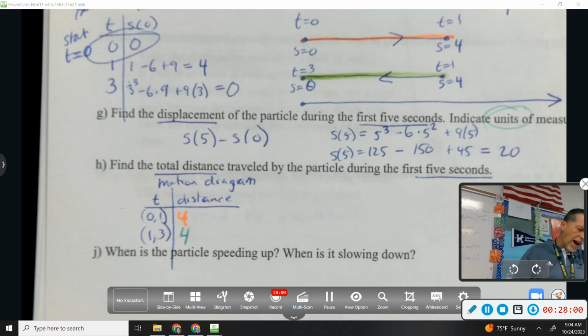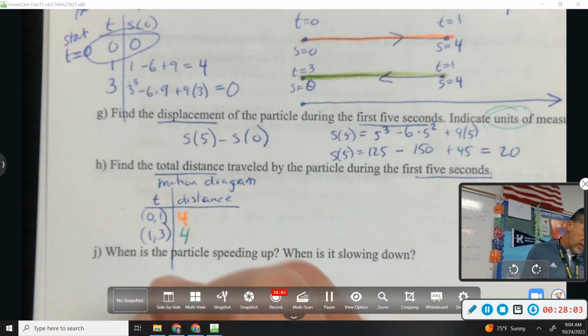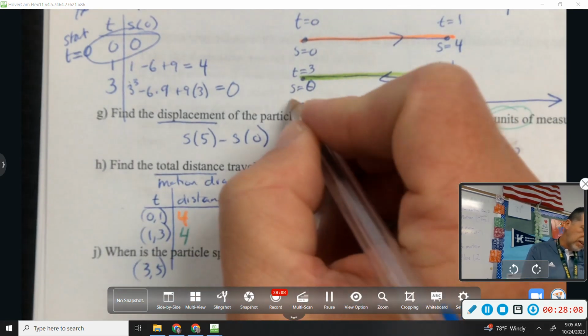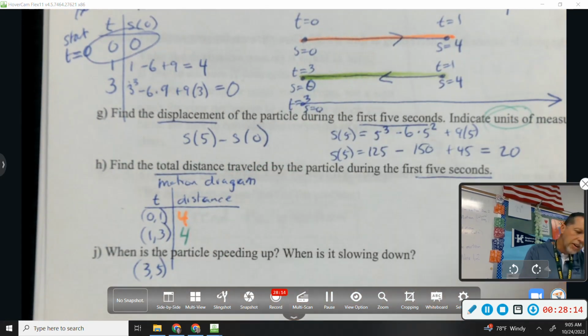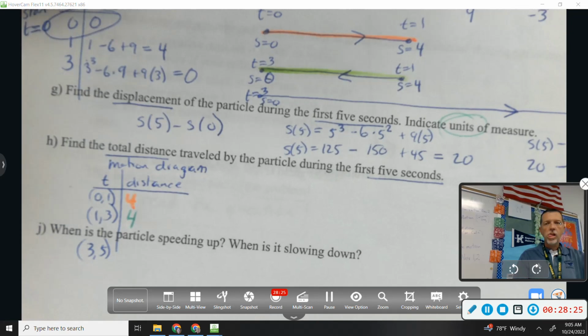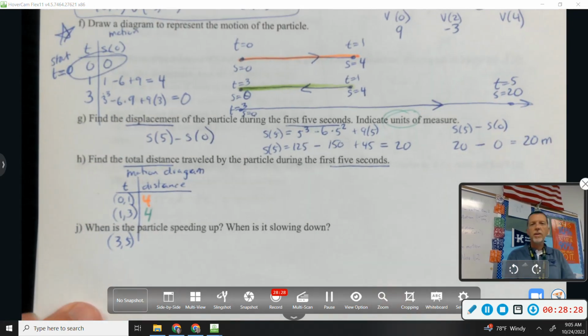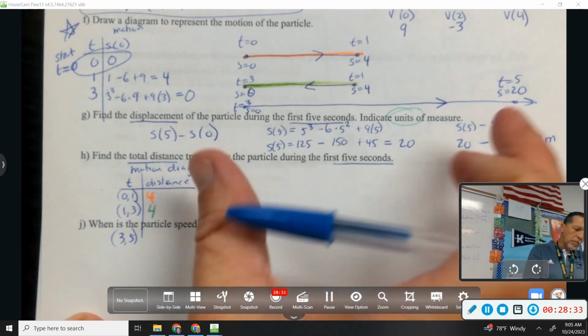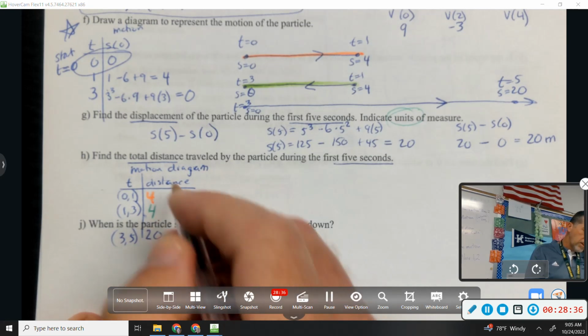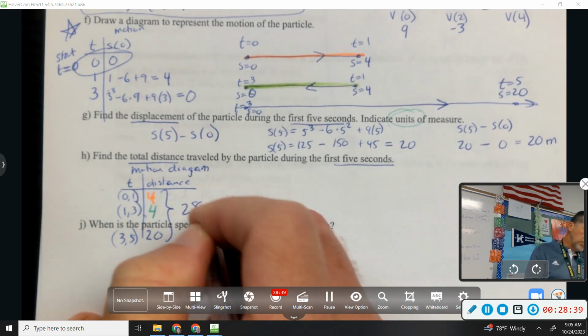And then from 3 to 5, well, let's see. At t equals 3, we were at 0. At 5, we just found that out. We could put S of 5 on this picture. It's at 20. At t equals 5, S is 20. I added a point to my motion diagram, not really to scale, but 20 is way out there. So from 3 to 5, we went 20 meters. So all told, we traveled 28 meters.